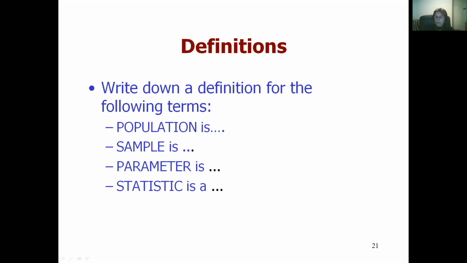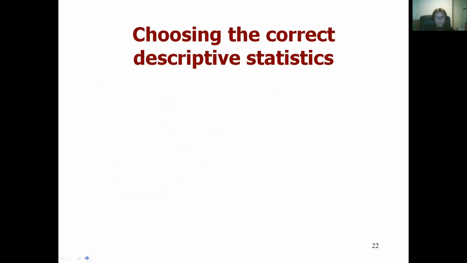Excellent. So now I'm just going to give you a hint about parameter and statistics. They have to do with the kinds of things we do with populations and samples. So the relationship between parameter and statistics is similar to the relationship between population and sample. Great. Okay, so let's move on.